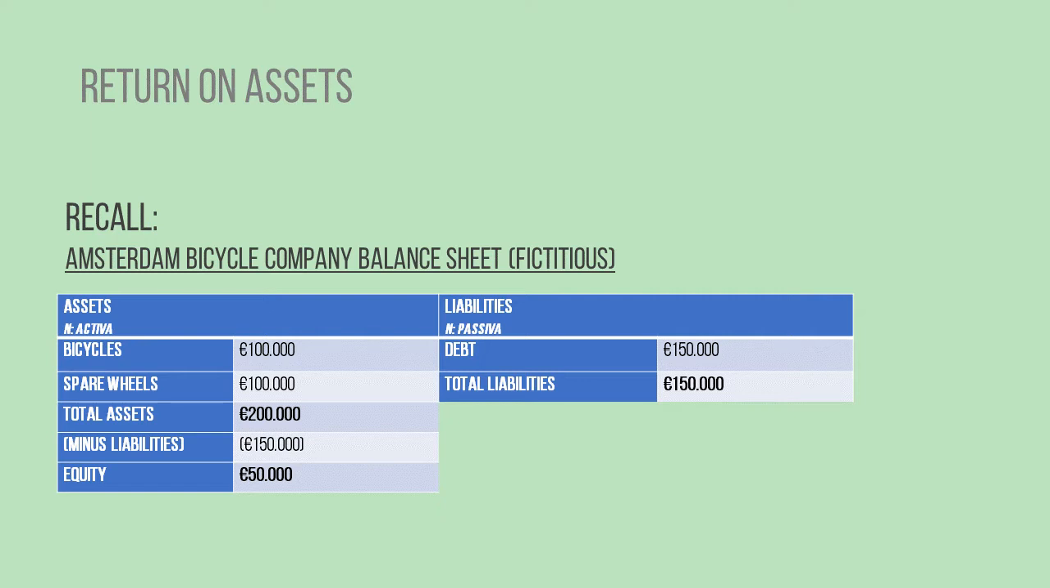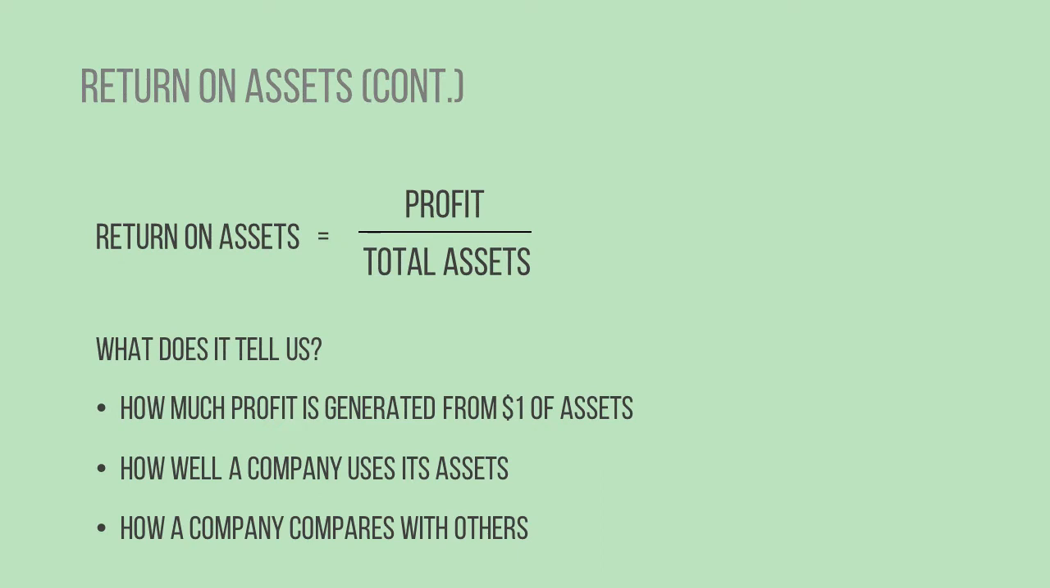So the formula to work out the return on assets is quite simple. It's the profit of the company after everything, after tax, after all expenses, divided by the total assets, as we just saw in the case of this bicycle company, 200,000 euros. So you'd be dividing the profit by that 200,000.